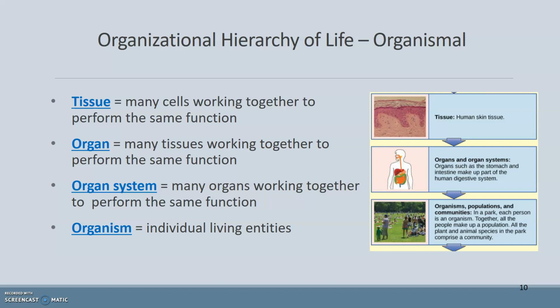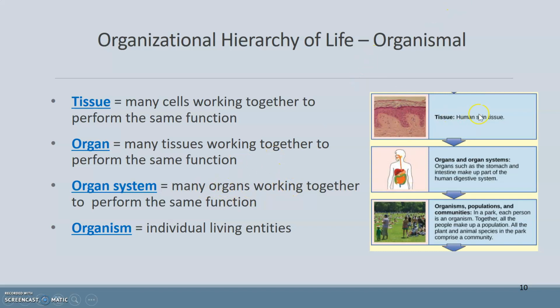And then multiple organ systems come together to make what's known as an organism, which is just an individual living entity. And so organisms are this highest level of complexity of this group. And they're made up of groups of organs or organ systems, all of which are working together to perform the same function.